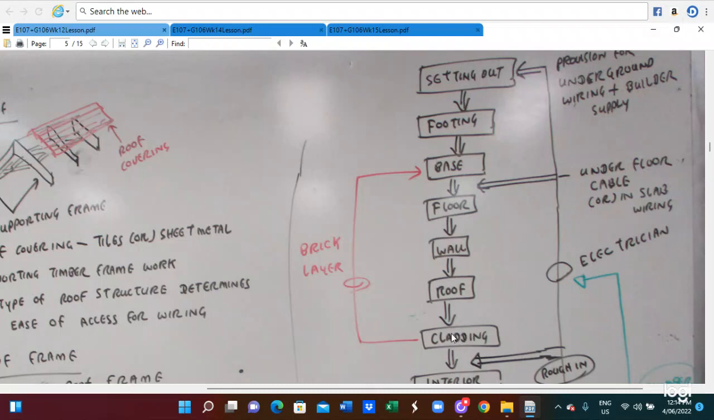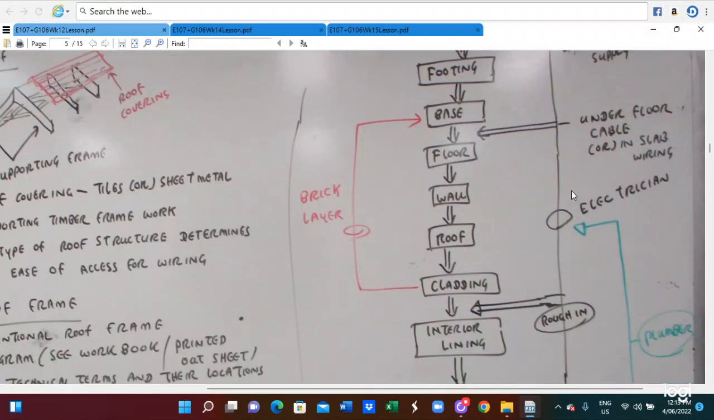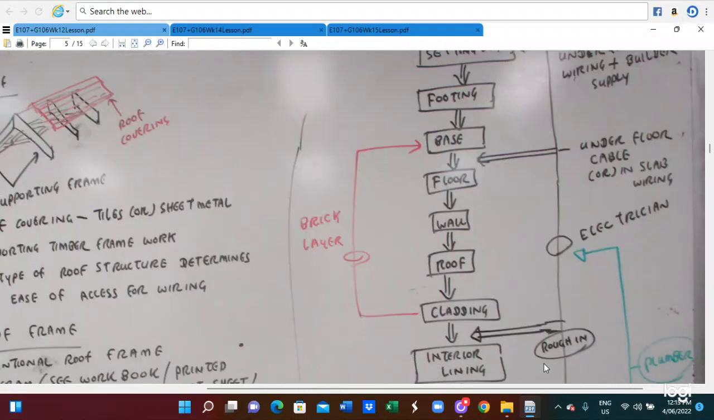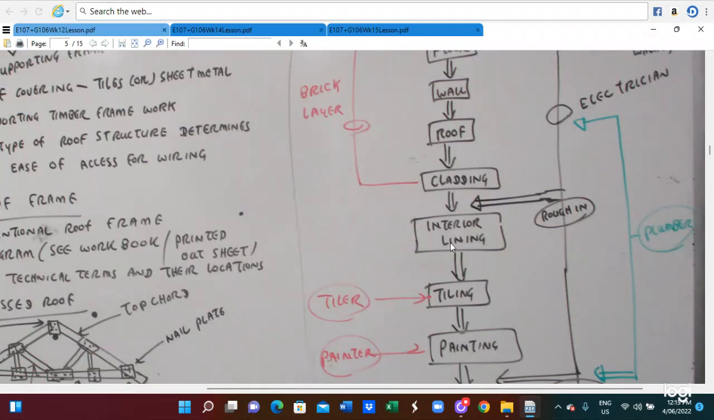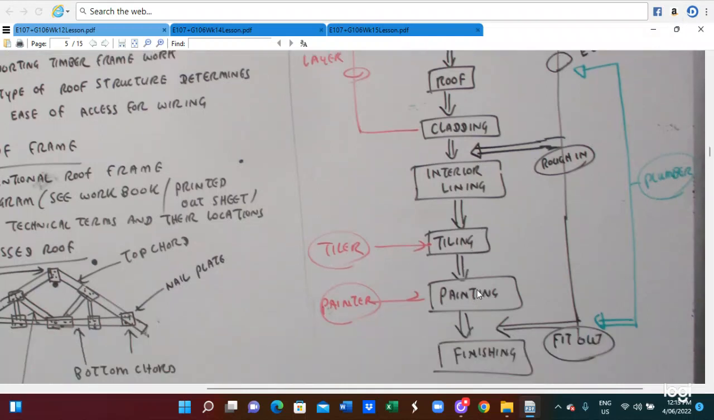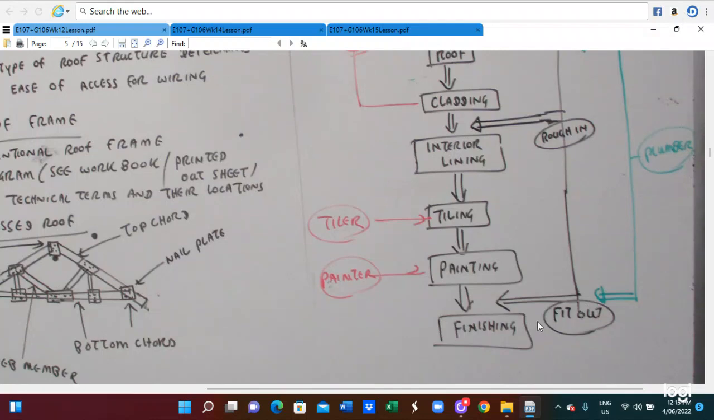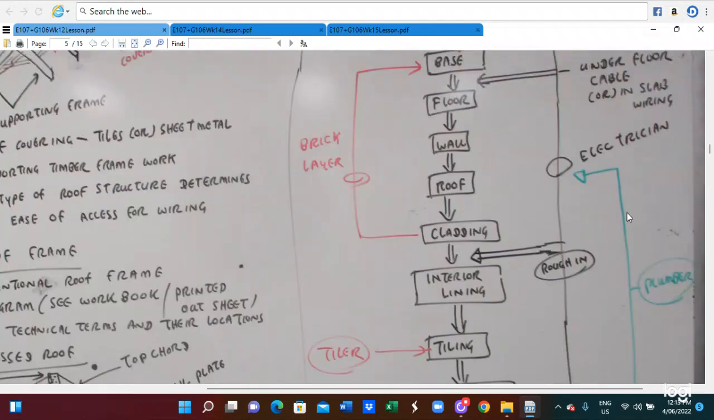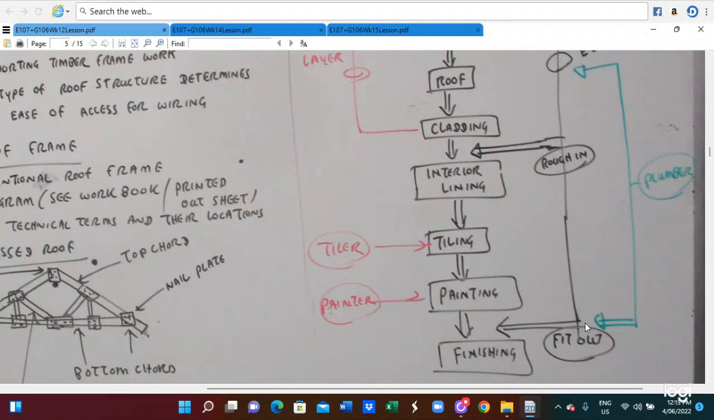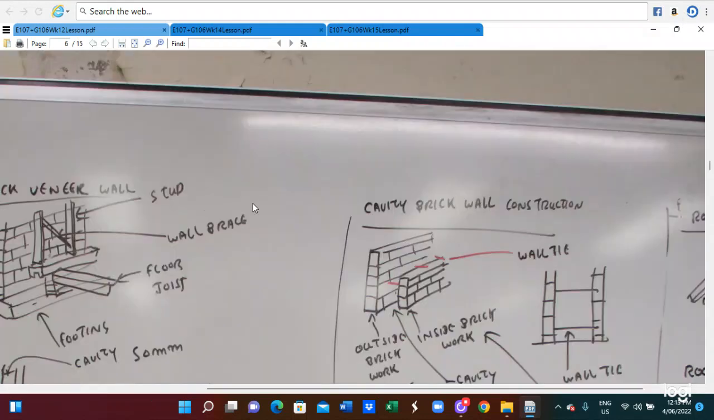So this is the brick layer. This one is we have to provide a brick layer. This is the underfloor cable. And also after that, in all the steps the electrician has to take part. After the interior lining, there is tiling, and in this the tilers have to take part, and painting, and final finishing. Finishing is the final fit out. In the whole of this step the plumber has to take part. So this is the step of the building construction.